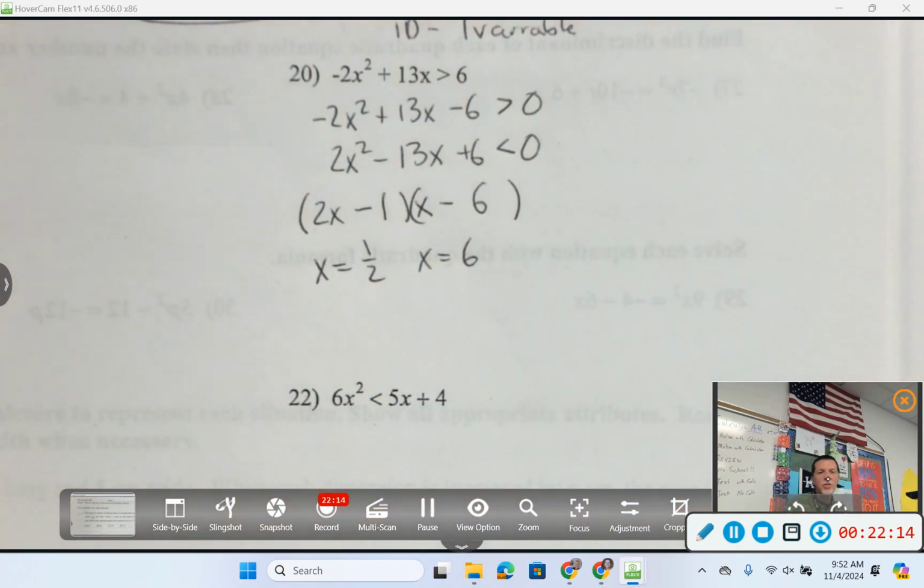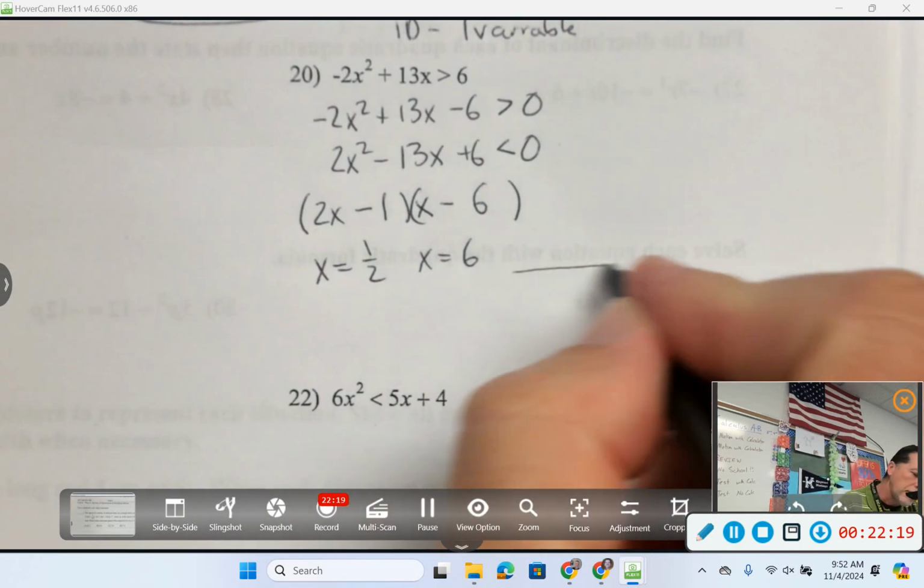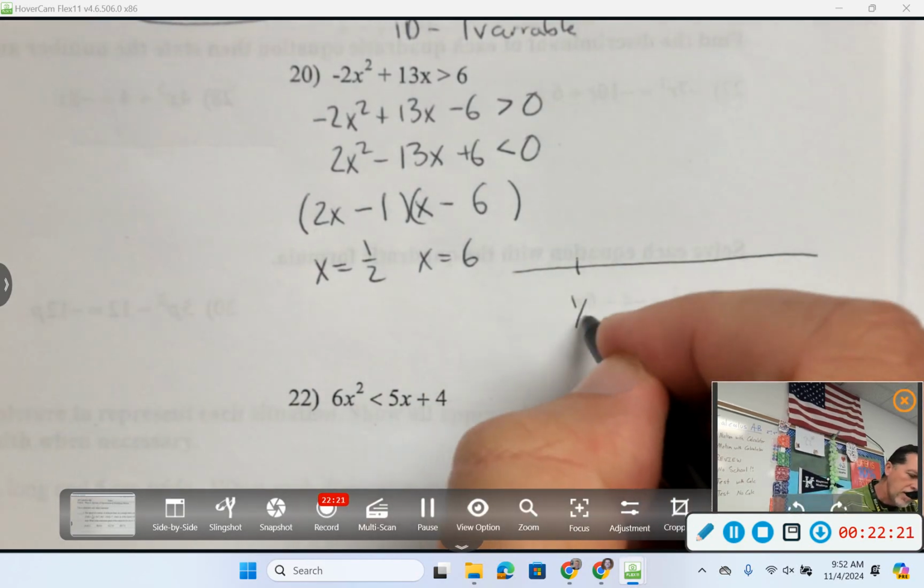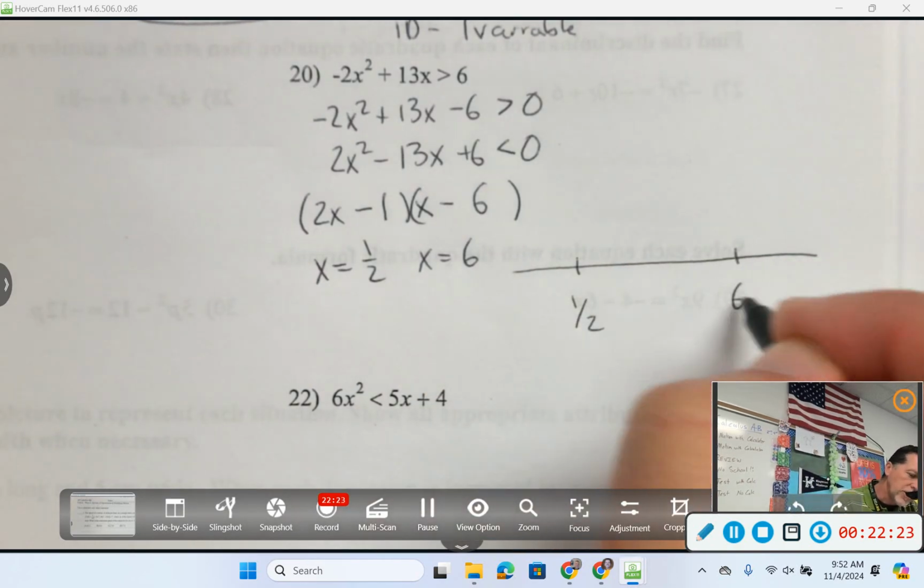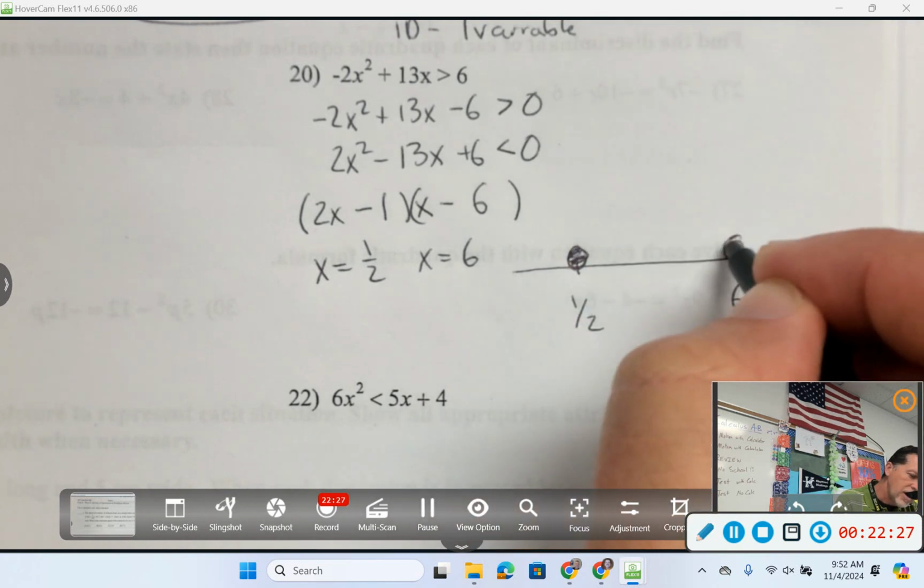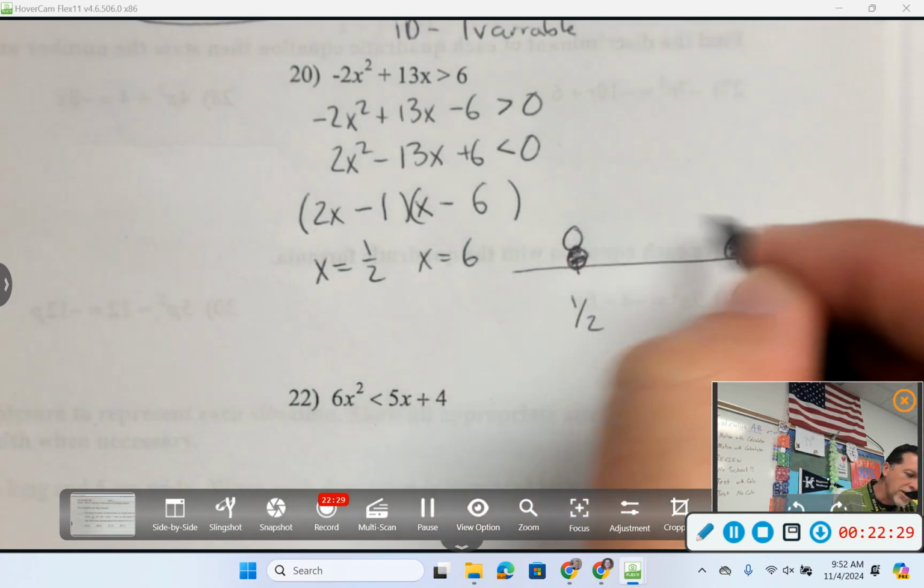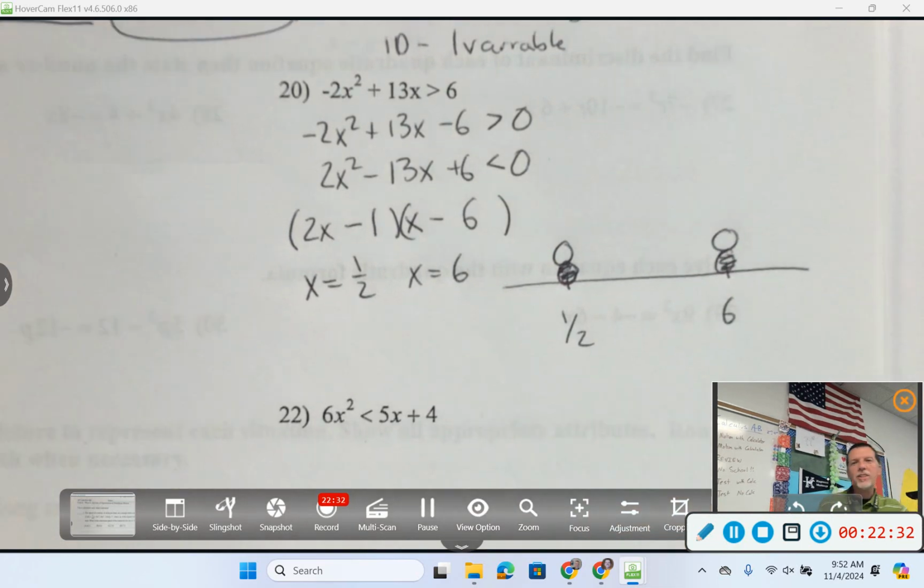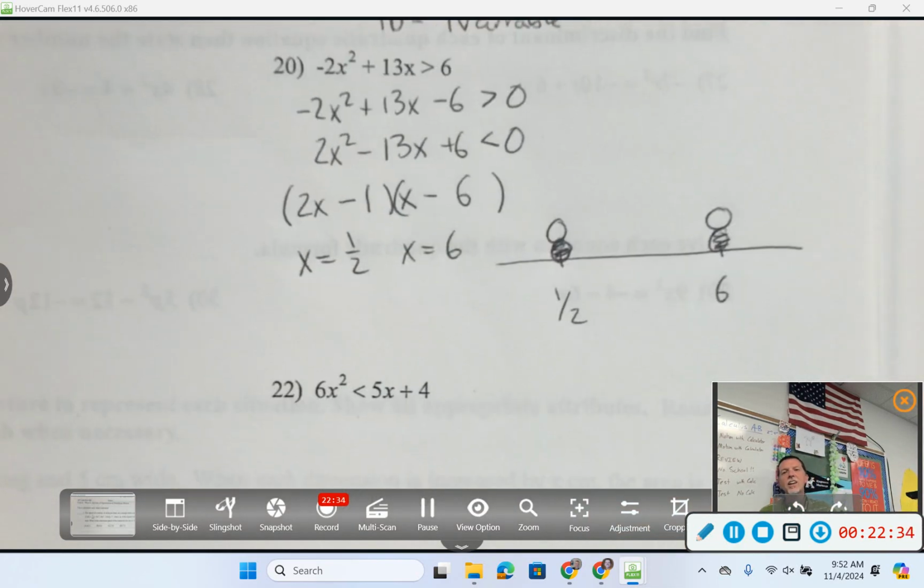And what do I do with the 1/2 and the 6? Put them on the number line. Open circles or closed circles? Open. I said open and then I didn't draw open. What number would you like to check? I'll check 0. Where is 0? Left, middle, or right? Left.